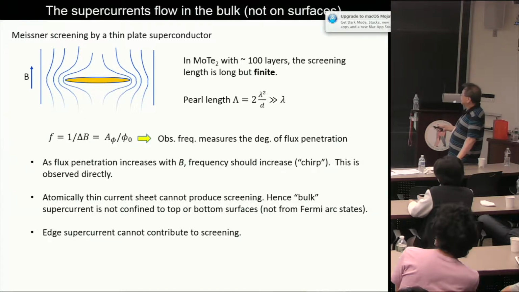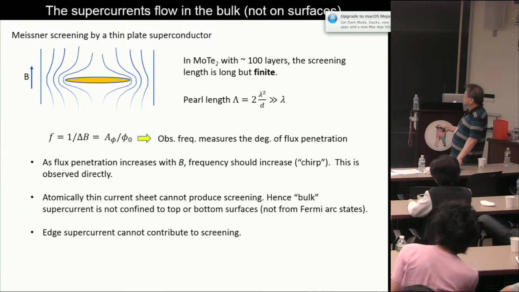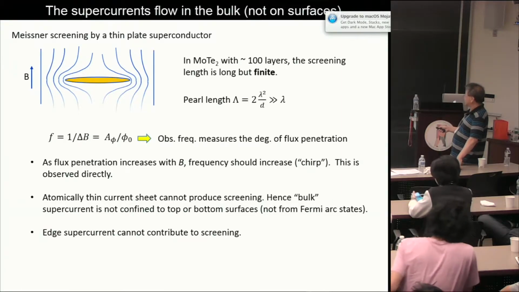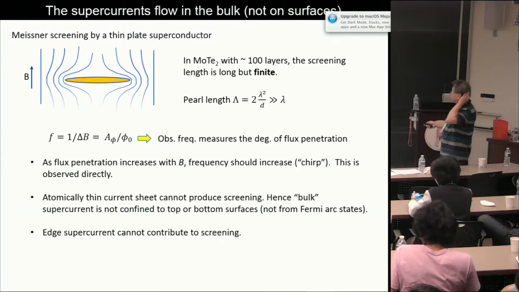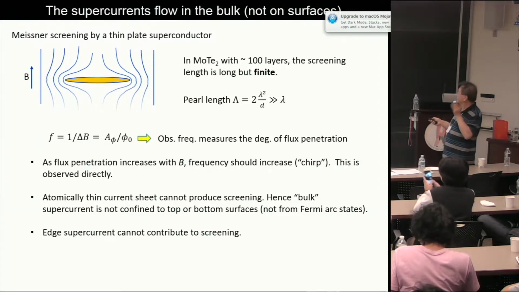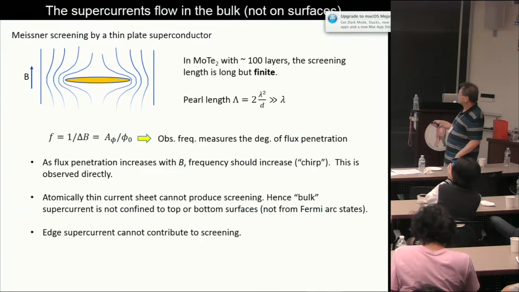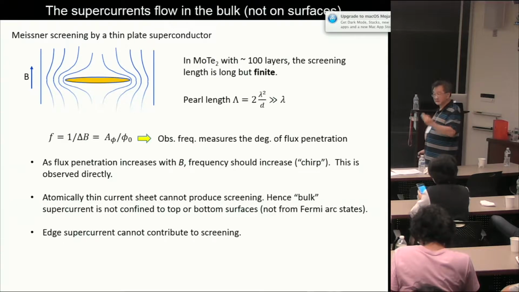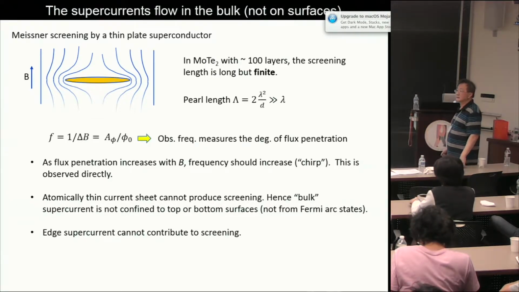So the Pearl length, which replaces the London penetration depth, is given by this, twice lambda squared divided by d. If lambda over d is very large, you can see that the Pearl length is very, very long, right? But it's not infinite. If it were infinite, then you wouldn't see screening at all, right? The fact that we have a finite thickness d means that it's large, weak screening, but you can detect it by looking at the increase in frequency that I refer to as the chirp.